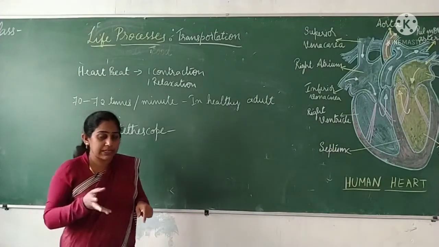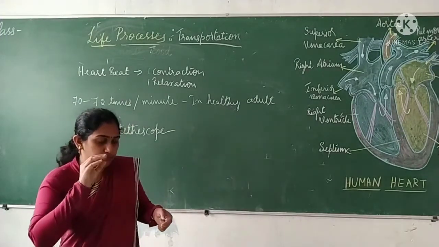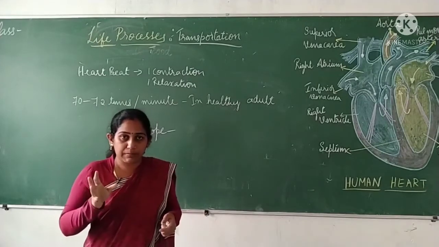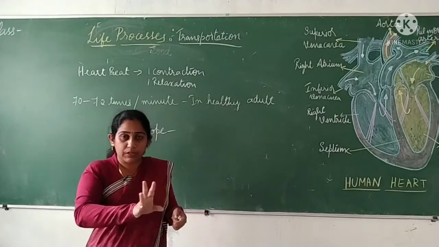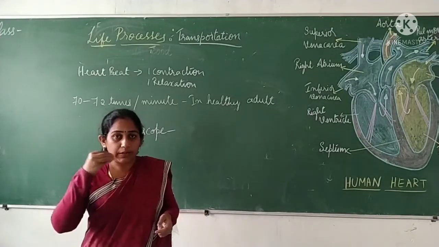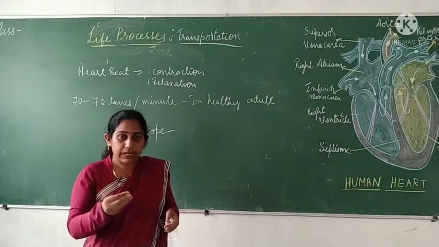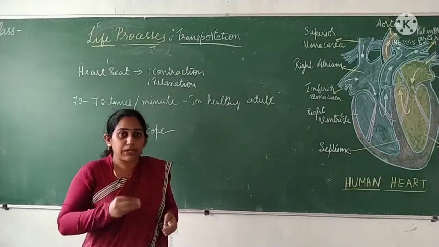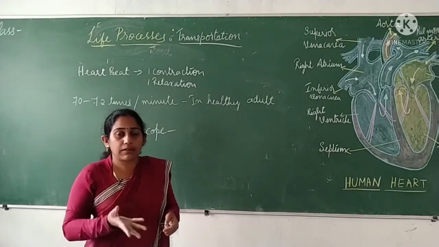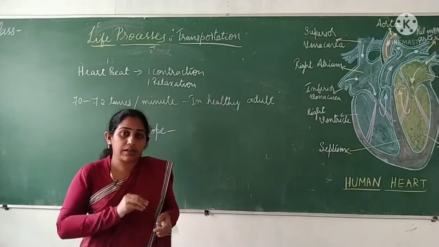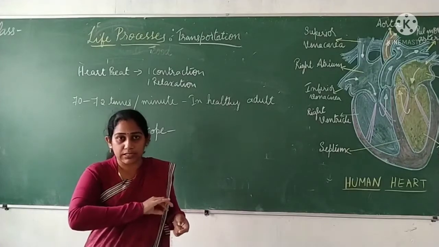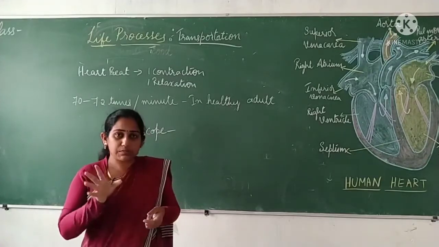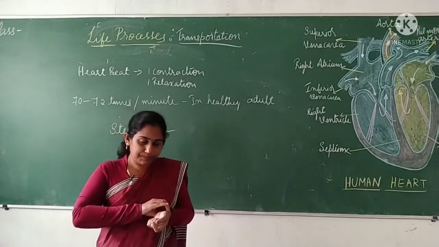So what does pulse rate mean? It's a wavy kind of motion created by blood pushing with pressure through the arteries. When the blood flows through the arteries, it pushes the artery walls because of the pressure. That wavy motion created inside the arteries as the blood flows is called the pulse.